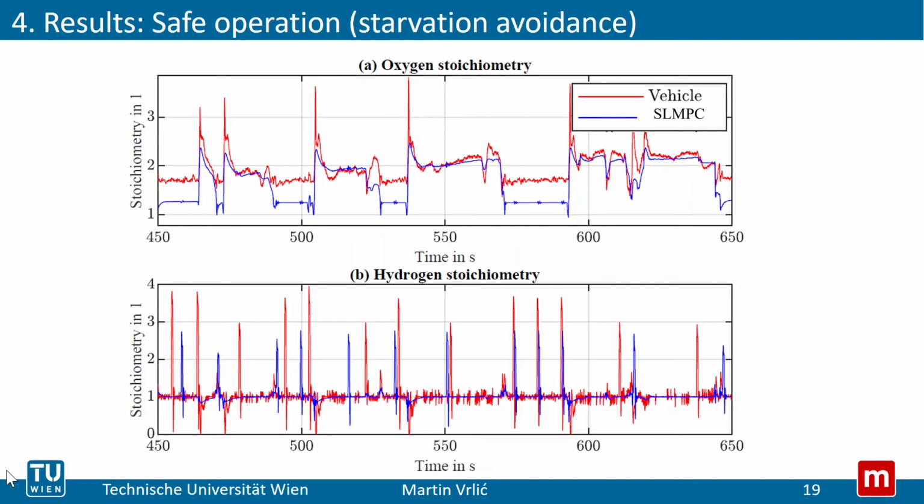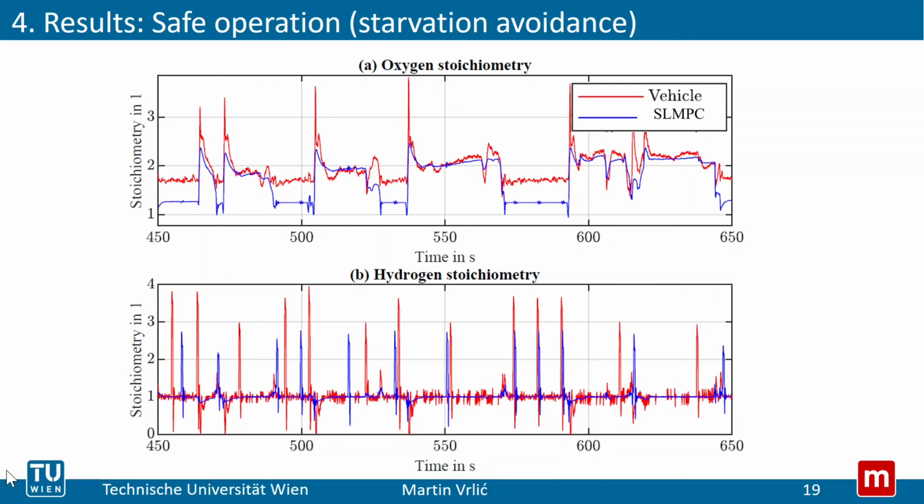Safety is the next goal. Model predictive control can handle constraints. If we set a constraint of the stoichiometry of oxygen, as you can see from the top plot, to 1, the MPC will respect it. And operating at lower stoichiometries is favorable for efficiency because we have less oxygen, meaning we need less compressor power. But again, we have enough oxygen for the reaction to be completed safely.